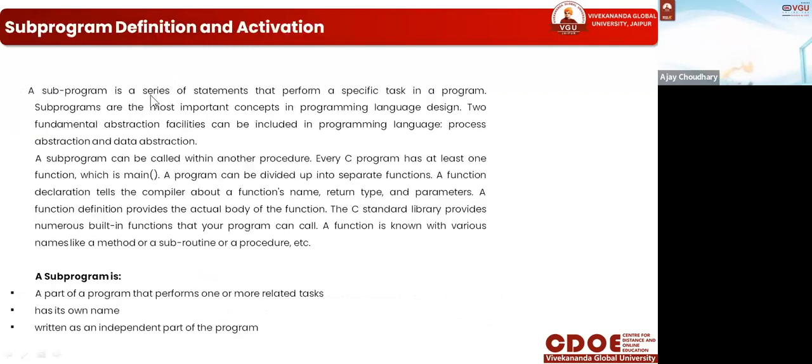So a subprogram is a series of statements that perform a specific task in a program. As I already said, a series of statements included in a program is called a subprogram. Subprograms are the most important concept in programming language design. Two fundamental abstraction facilities can be included in programming languages. One is process abstraction, which means we don't define which process is compiled first and which is compiled second. This hidden scenario of the feature is called abstraction.